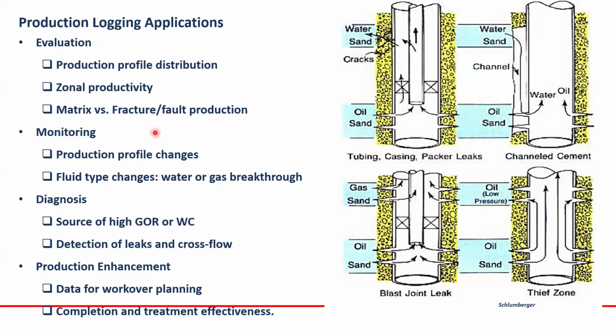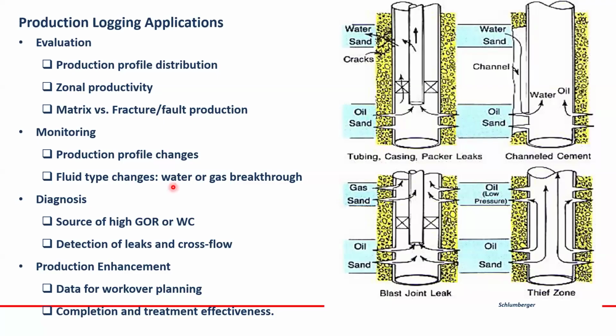Monitoring production profile change by time. If you run two PLTs with different rates at different times, you may see a change in rate, and I will show you an example of that. Fluid type change, water or gas breakthrough. So if you drill a well and run PLTs in 1980, something like this, and you have oil, and in 1985 it starts to produce water, you want to know where this water comes from. So the change in the type of fluid should be investigated by using PLT.